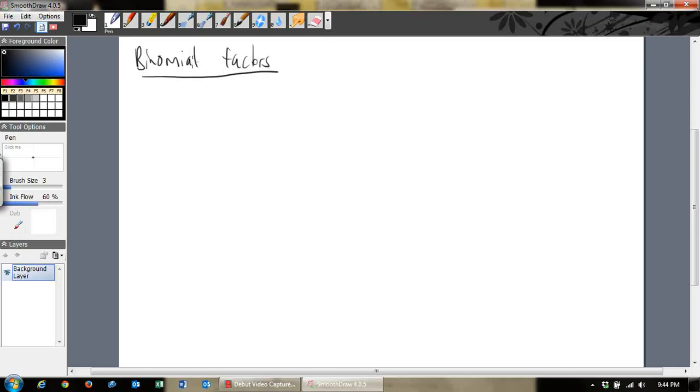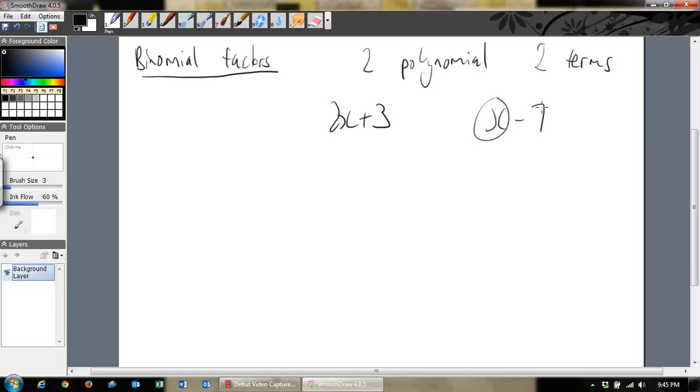Right, binomial. As you might be able to guess, bi means 2 and nomial means a polynomial, okay? And a polynomial is just an algebraic expression. So a binomial is an algebraic expression with 2 terms. Something like 2x plus 3 has 2 terms, so that's a binomial factor. x minus 7 has 2 terms, x and negative 7, so that's a binomial as well.